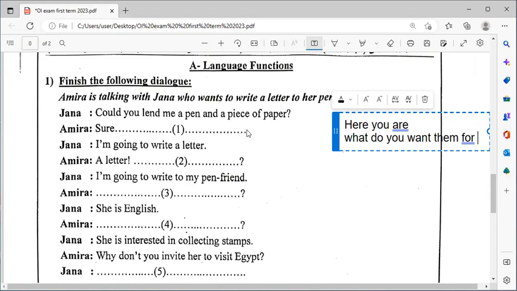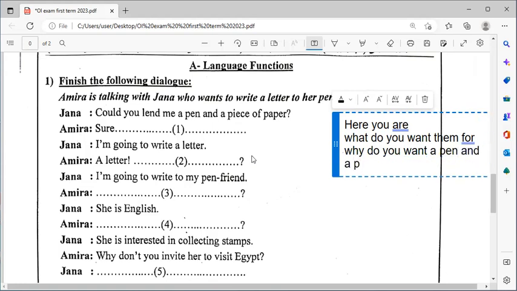So if you want to deal with it as a sentence, you can say, sure, here you are. Or if you want to ask a question, you can say, what do you want them for? Or why do you want a pen and a piece of paper? This is the third. All these suggestions are right. Number two.